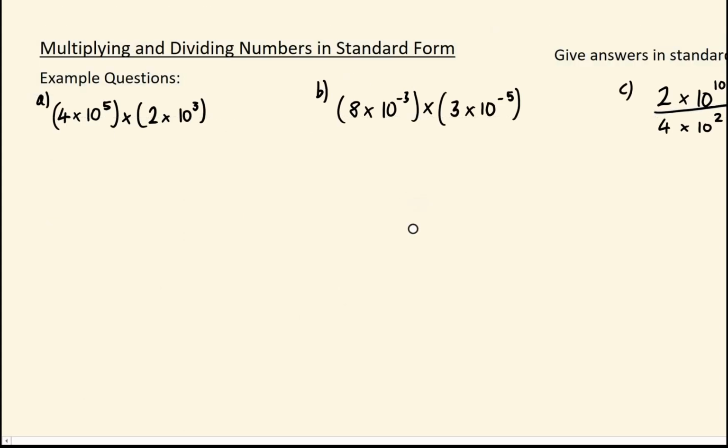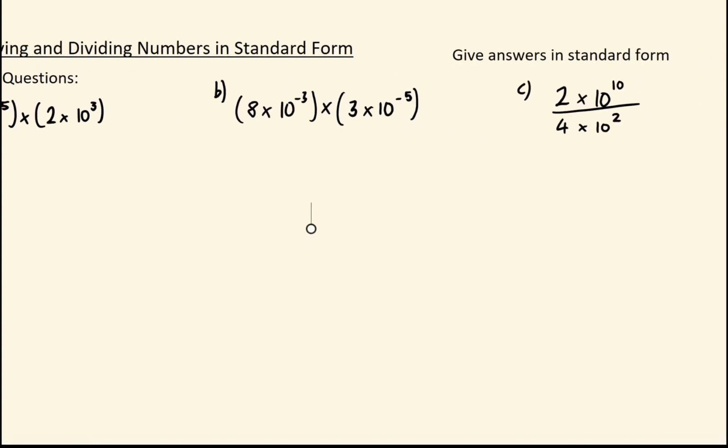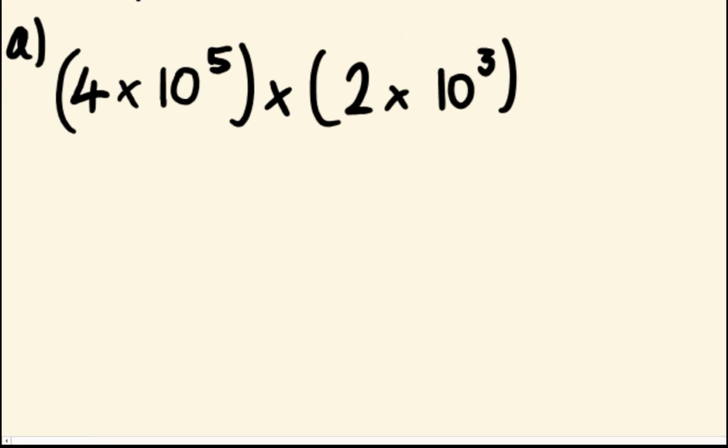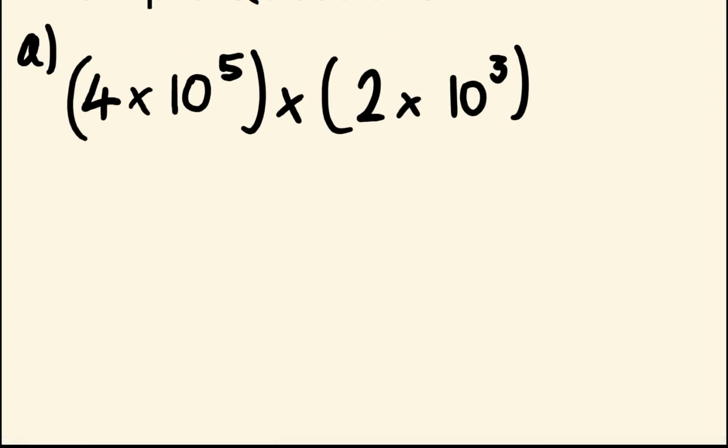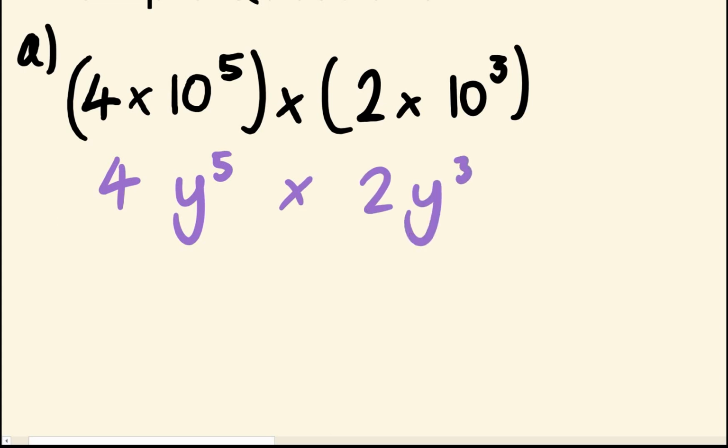Next skill, we have multiplying and dividing numbers in standard form. Okay, this isn't too bad. For all questions you tend to see, they always like to ask for your answer to be in standard form. So after you finish each question, we're going to check whether or not the answer is in standard form. So first one, this is just like a law of indices question. So it's kind of the same thing as 4y to the 5 times 2y to the 3. And we'll solve it the exact same way.